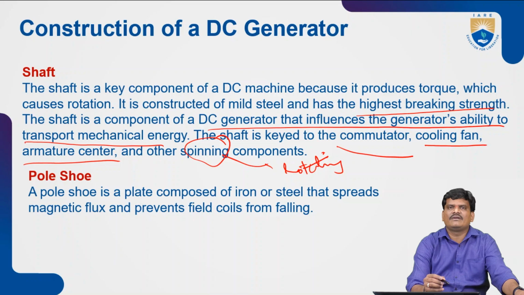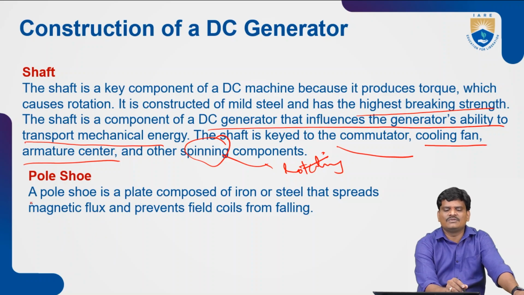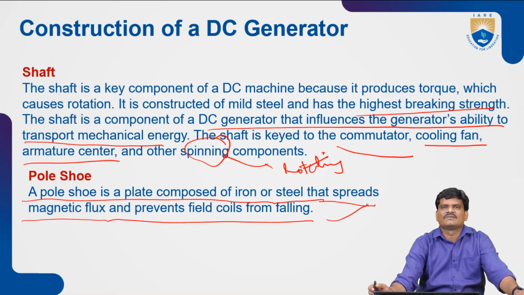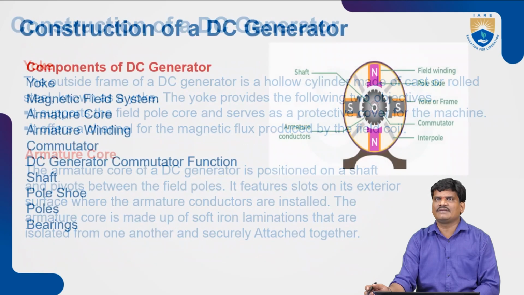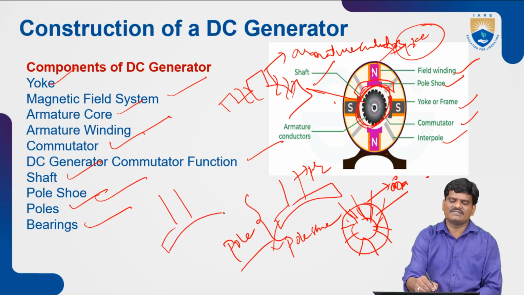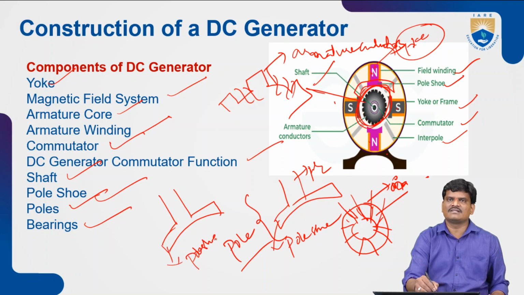And the next component of a DC generator is the pole shoe. What is a pole shoe? A pole shoe is a plate composed of iron or steel that spreads the magnetic flux and prevents the field coils from falling. So what is the main purpose of having a pole shoe? Already I have shown you where the pole shoe is present in this machine. If this is my pole, the structure represented in this form of curve is called a pole shoe.